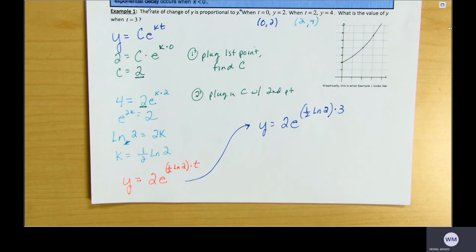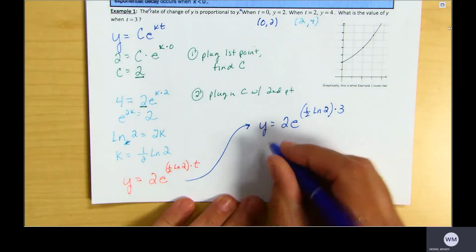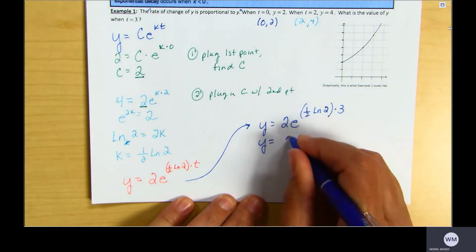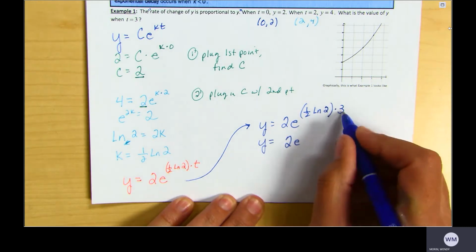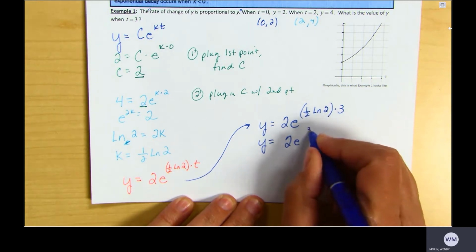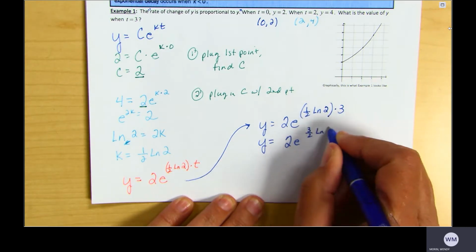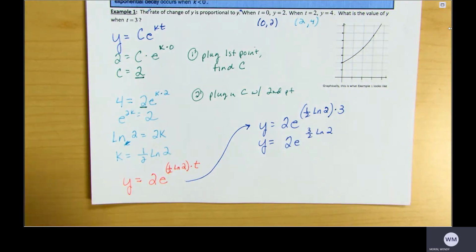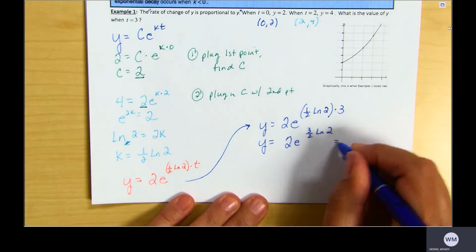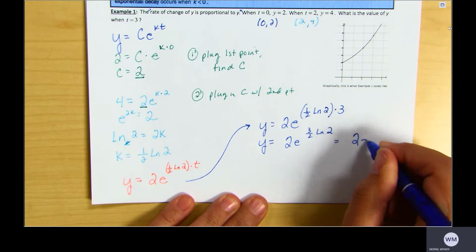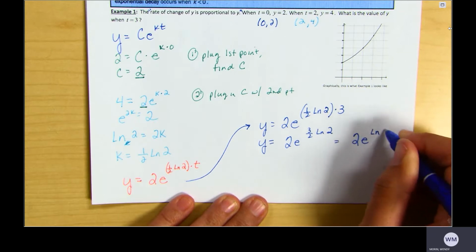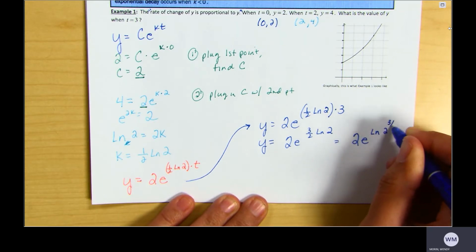However, on a multiple choice, it's not going to look like that. We have to do some simplifying here. So we could simplify it to 2 times e. This 3 gets multiplied by the 1/2. Okay. That can get turned into e to the ln of 2 to the 3/2.